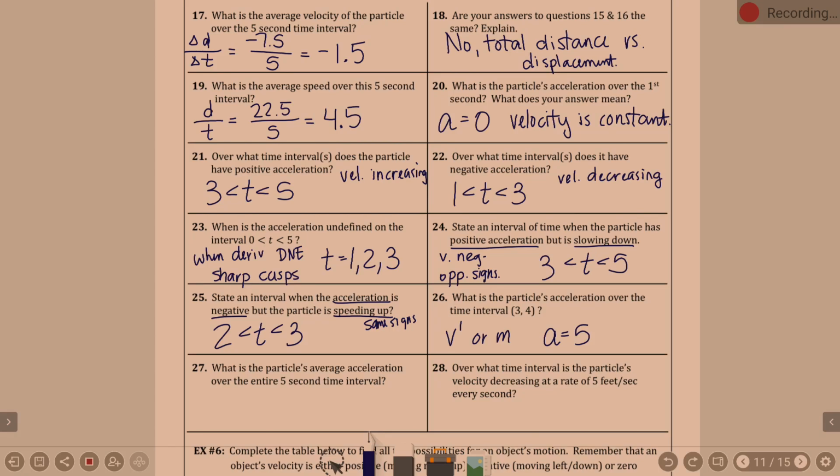Okay. Average acceleration over the entire 5-second time interval.